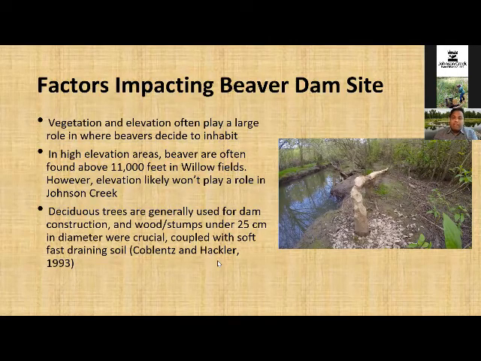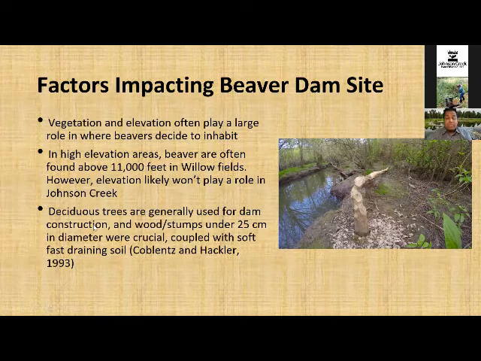And so what are the factors impacting beaver dam site according to literature? The literature shows that vegetation and elevation often play a large role. Beavers prefer flatter surfaces and more vegetation, especially in the form of canopy. In high elevation areas, there have not been many studies, but a couple of studies have shown that beavers are often found above 11,000 feet in willow fields. However, elevation is not a factor in Johnson Creek because most of Johnson Creek is at sea level or about 200 to 300 feet above sea level.